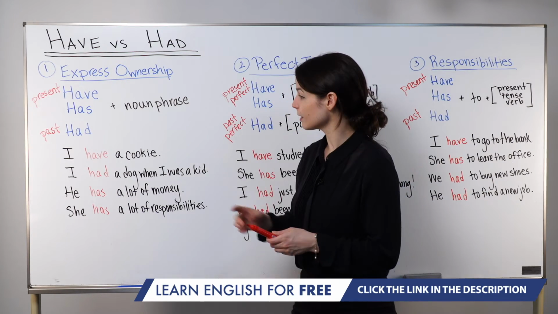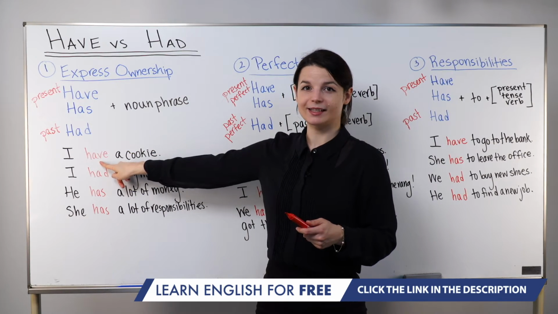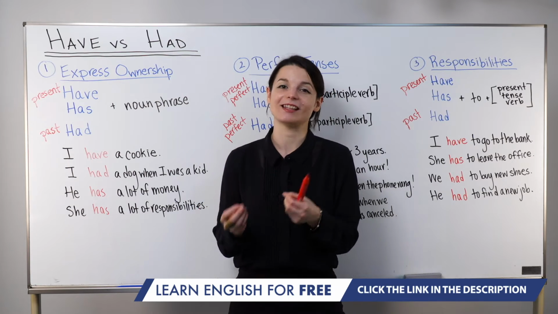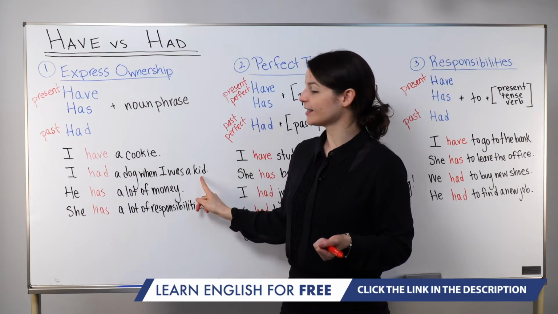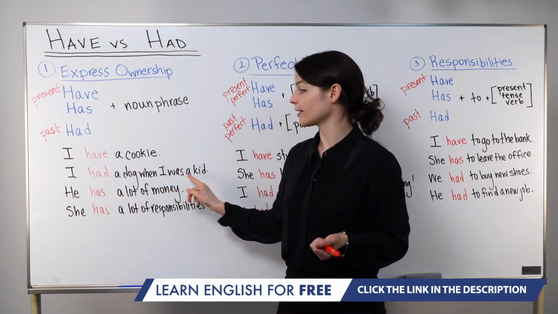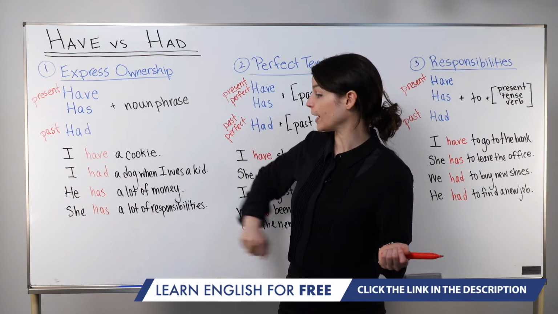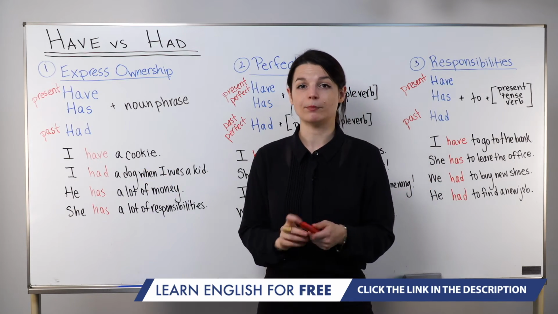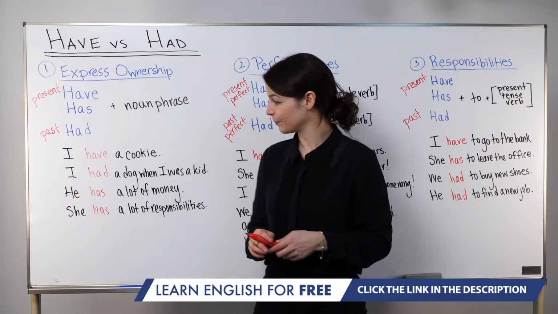Some more examples. First, I have a cookie. Have, present tense. This shows us right now, the speaker has a cookie. Another one, past tense here. I had a dog when I was a kid. So here, I had a dog when I was a kid. This is my point in time or my period of time. This was the time in which I had a dog, past tense.